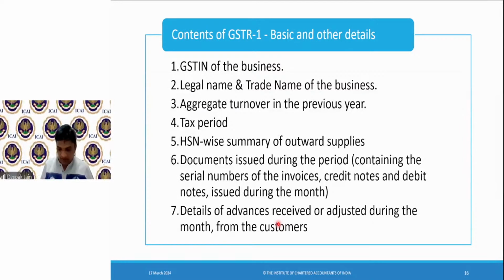If you're a quarterly filer, you'll mention the quarter. Then the HSN-wise summary of your outward supplies. The summary of total HSN-wise supplies, that you will mention. What are the documents issued during the period?